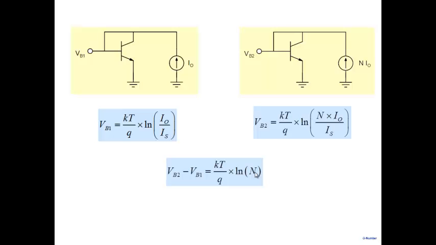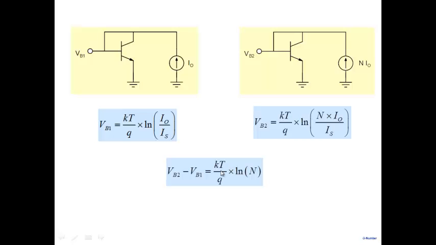So now it's straightforward. All that I need to do is pass a current here, pass a current which is N times here, measure VB1, measure VB2, take the difference. Easy to take the difference. I know the ratio here. And therefore, from this ratio, I can calculate what is the temperature.